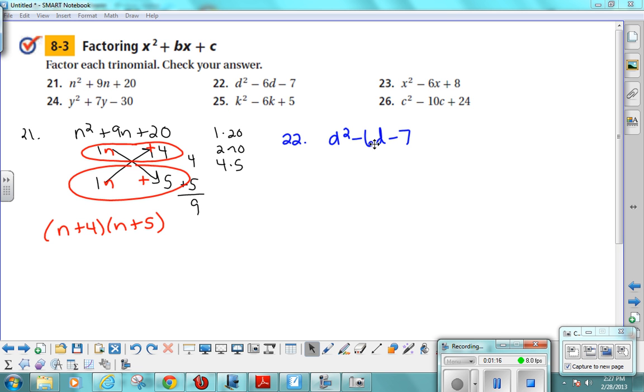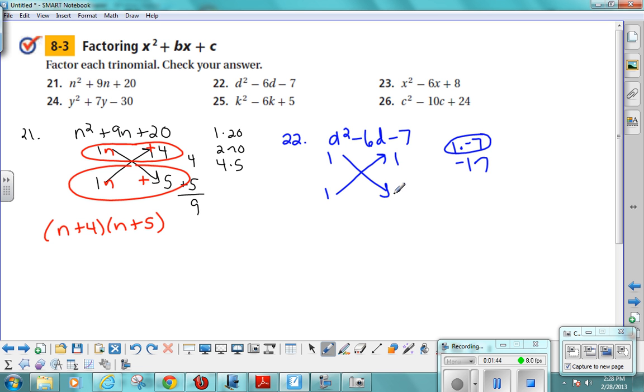Number 22, d squared minus 6d minus 7. So draw your two arrows. What can I multiply to get 1? 1 and 1. Now what can I multiply to get negative 7? I can do 1 times negative 7. I could do a negative 1 and a positive 7. So I've got to get these to add up to be the middle term, which is a negative 6. So I think the ones that are going to make a negative 6 are the 1 and the negative 7. So 1 times negative 7 is negative 7. 1 times 1 is 1. 1 plus negative 7, it adds up to negative 6.